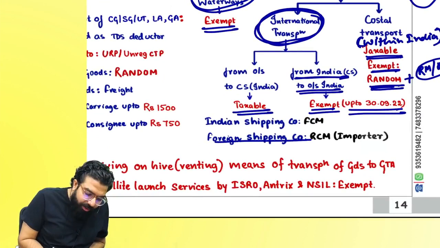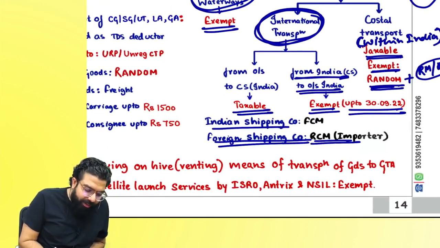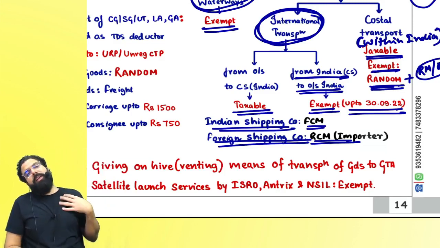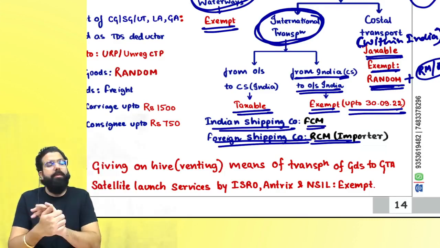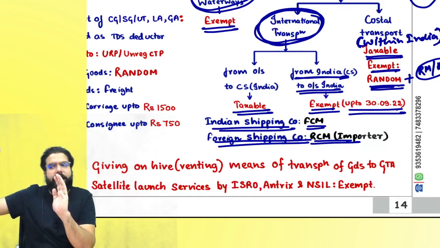Okay, in the case of a foreign shipping company, the importer will pay the GST under RCM. If it is an Indian shipping company, the Indian shipping company will collect the GST under forward charge mechanism. Always remember one thing, international transportation from India to outside India is exempt.